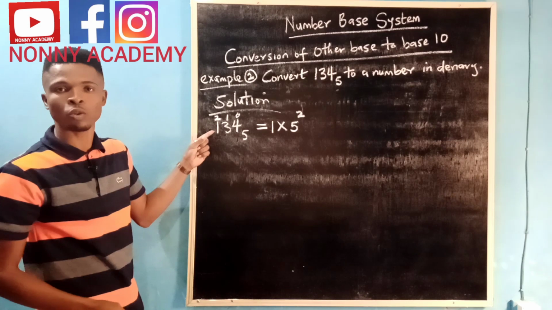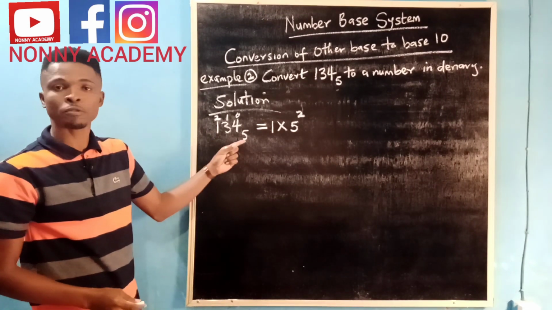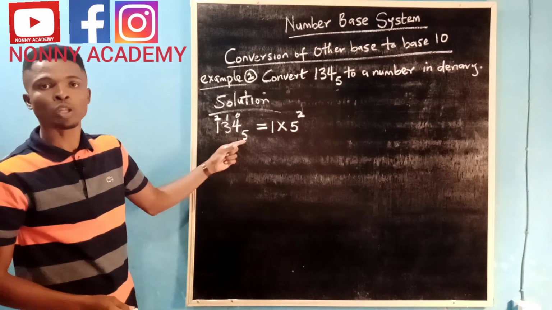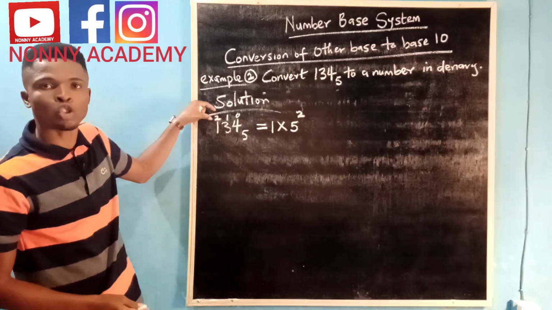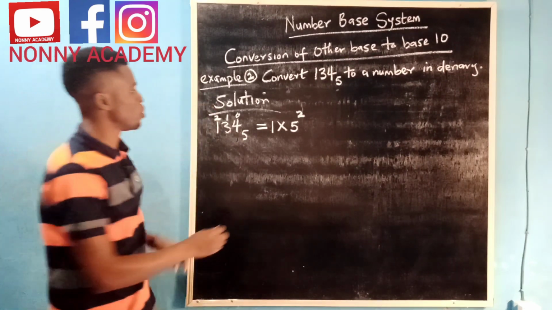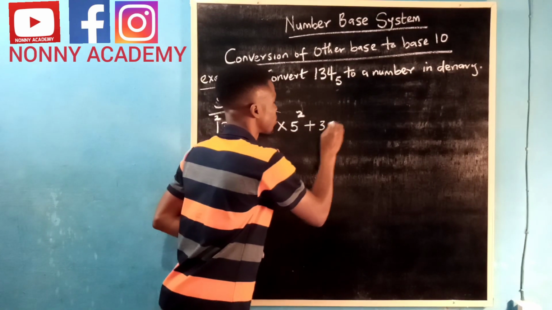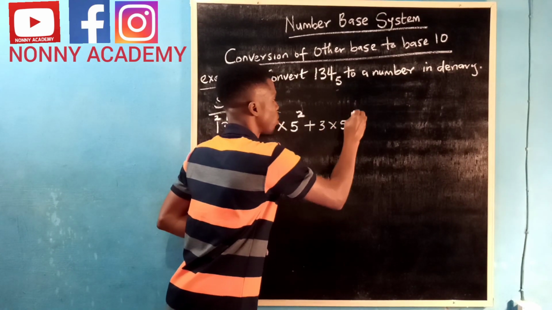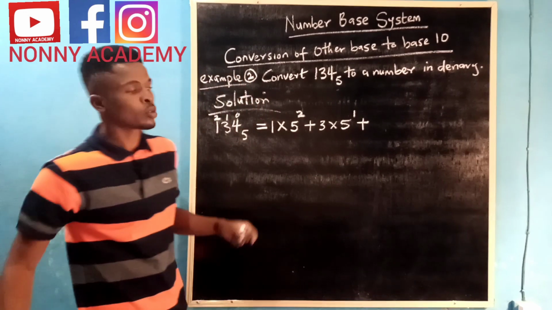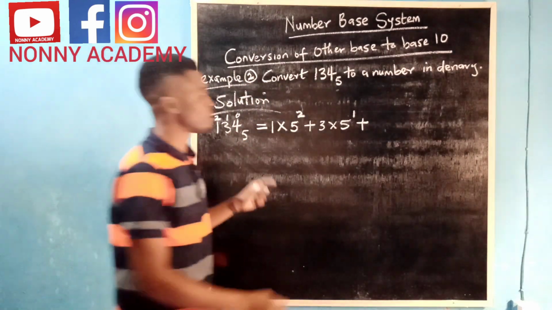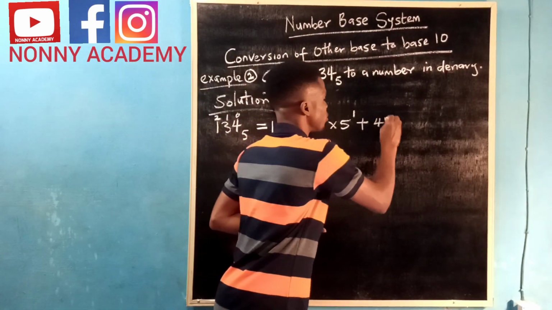Then I move to the next thing, 1 times 5 raised to power 2. From here, 1, which is the digit, times 5, which is the base, raised to the power, whatever I have on top of that digit, plus 3 times 5 raised to power 1, plus 4 times 5 raised to power 0.